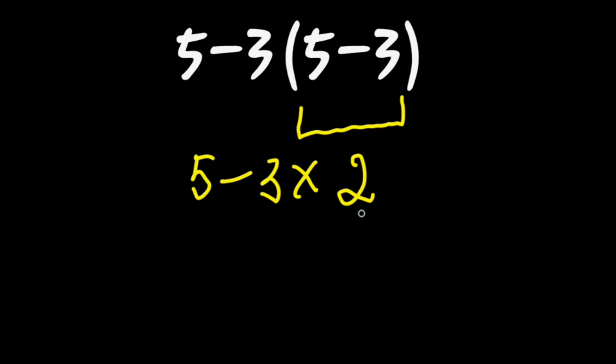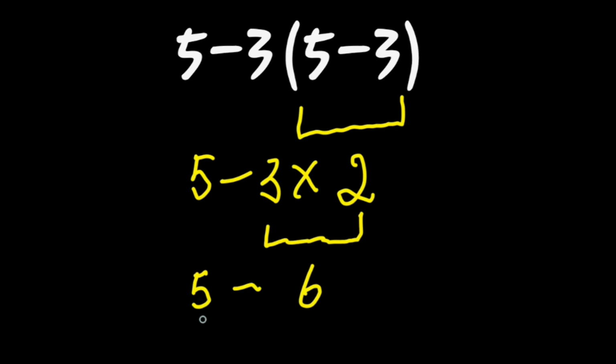Step 2, according to PEMDAS, multiplication comes before subtraction. So we must calculate 3 times 2 before doing the subtraction. 3 times 2 equals 6. Now our expression becomes 5 minus 6.